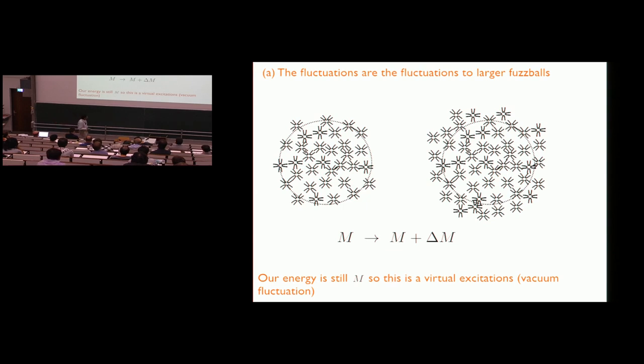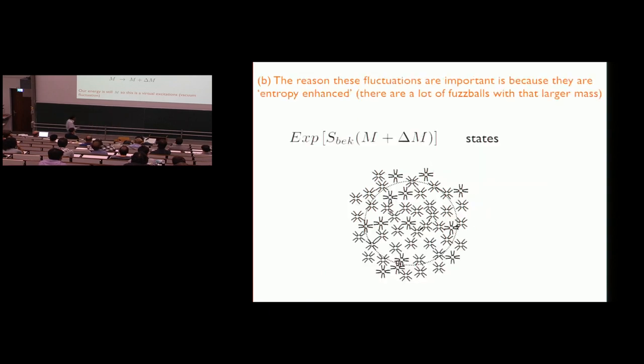But now you have to ask me, why is that important? I don't have this extra energy delta m, so the fluctuation should be very small or maybe ignorable. Well, what helps me is the same thing which helped me before. Why are these fluctuations important? Because they are so numerous. Because if I have a mass m plus delta m, the number of those possible fluctuations are e to the power S Bekenstein, the Bekenstein entropy at that particular mass. There are a huge number of them.